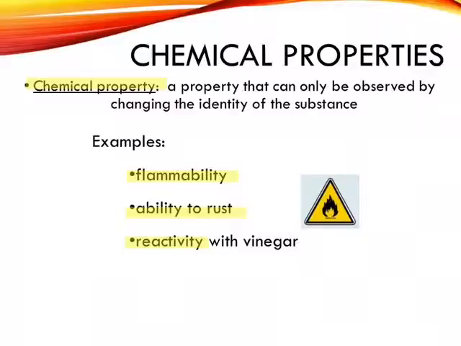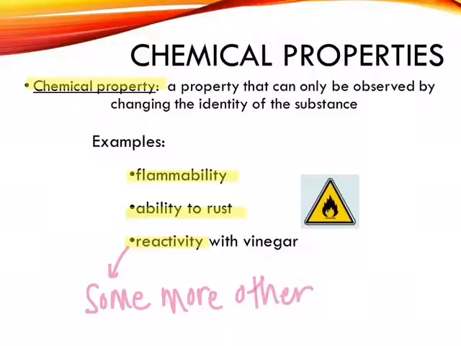Once something rusts, it cannot be returned to its unrusted form. And reactivity. Reactivity we talked about a little bit when we did the periodic table, and we talked about how some elements have more reactivity than others. Very reactive elements are the alkali metals and the halogens, whereas something like a noble gas like neon or krypton wouldn't react at all.